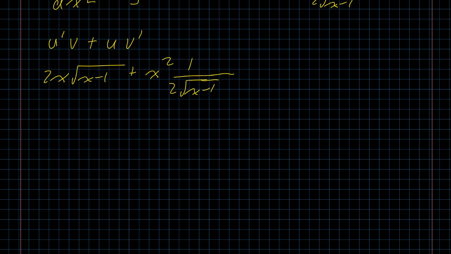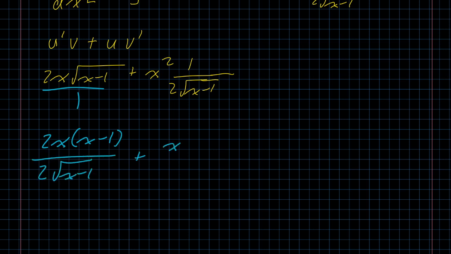All right, if I take that first one and multiply top and bottom, well, let's make sure that there is a bottom. Multiply top and bottom by 2 times the square root of x minus 1, and I will get 2x times x minus 1 over 2 square root of x minus 1. And then I have x squared over 2 square root of x minus 1.